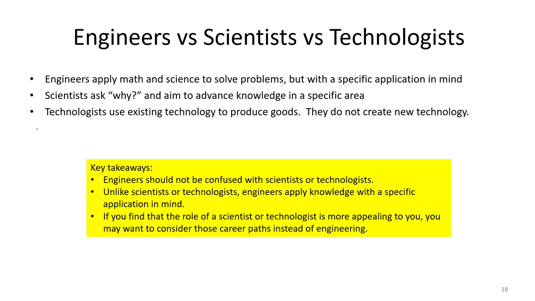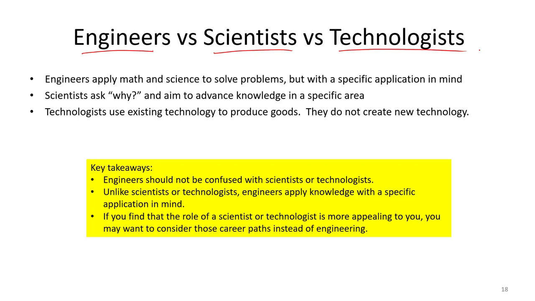Okay, so we talked about what is engineering, but it's also important that we distinguish the differences between engineers, scientists, and technologists. Many students come to me and say that they chose to study engineering because they liked math and science, or they liked building stuff. And those are very good reasons to consider engineering. But it's important to know what you're signing up for. So keep in mind the following points.